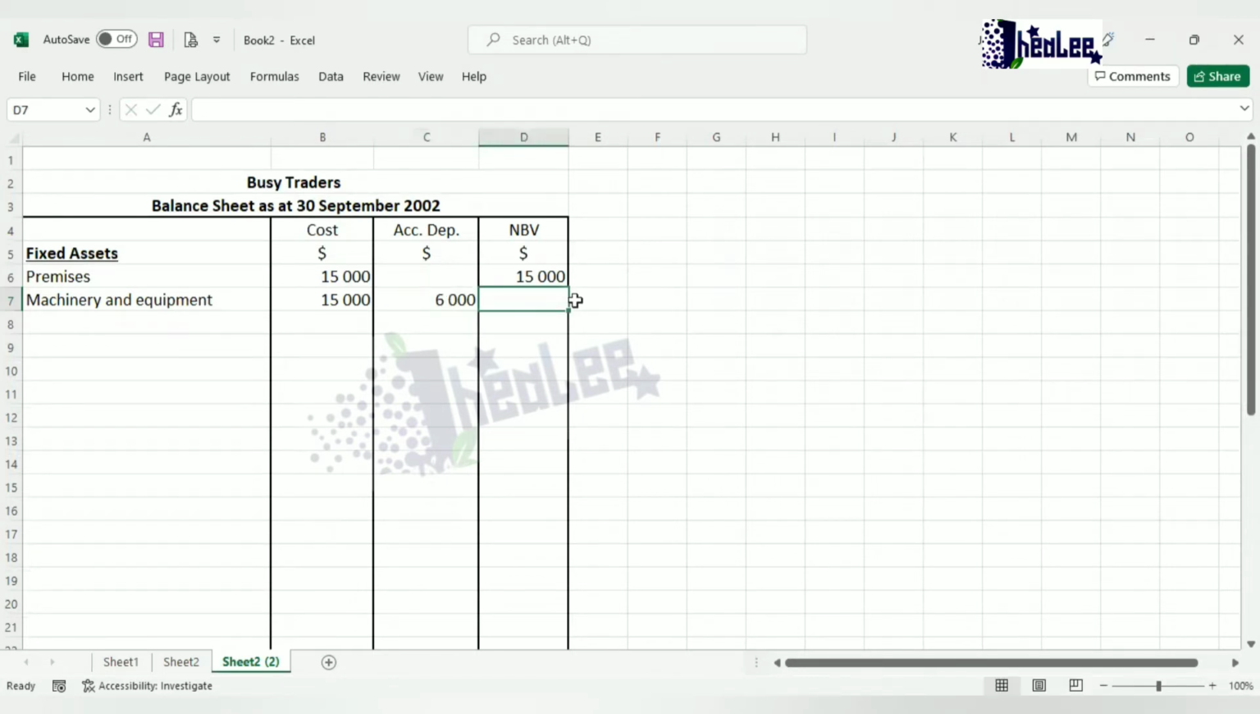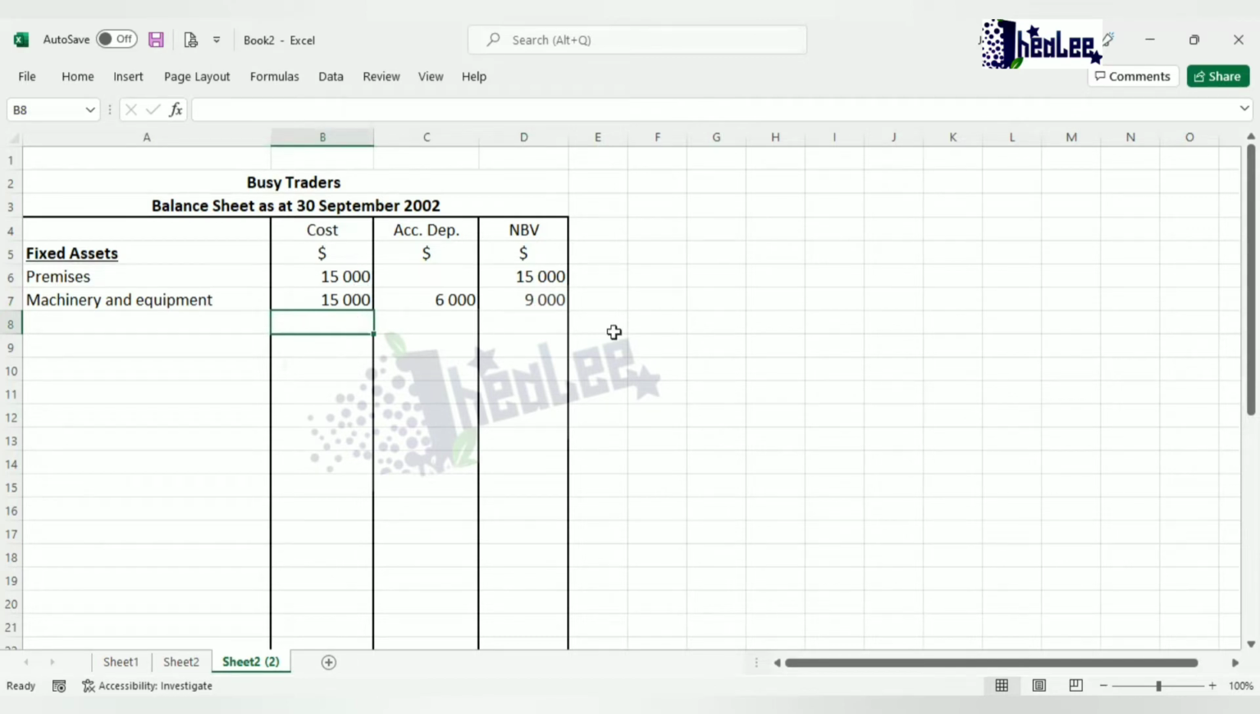We now move into calculating our net book value. And remember, net book value is equal to the cost of the fixed asset less the accumulated depreciation. When we subtract the 6,000 from the 15,000 for the machinery and equipment, we are left with a value of $9,000. So what we're saying now, the current value for machinery and equipment is $9,000 because guess what? It had depreciated. Having entered all your fixed assets, you're going to total each column.